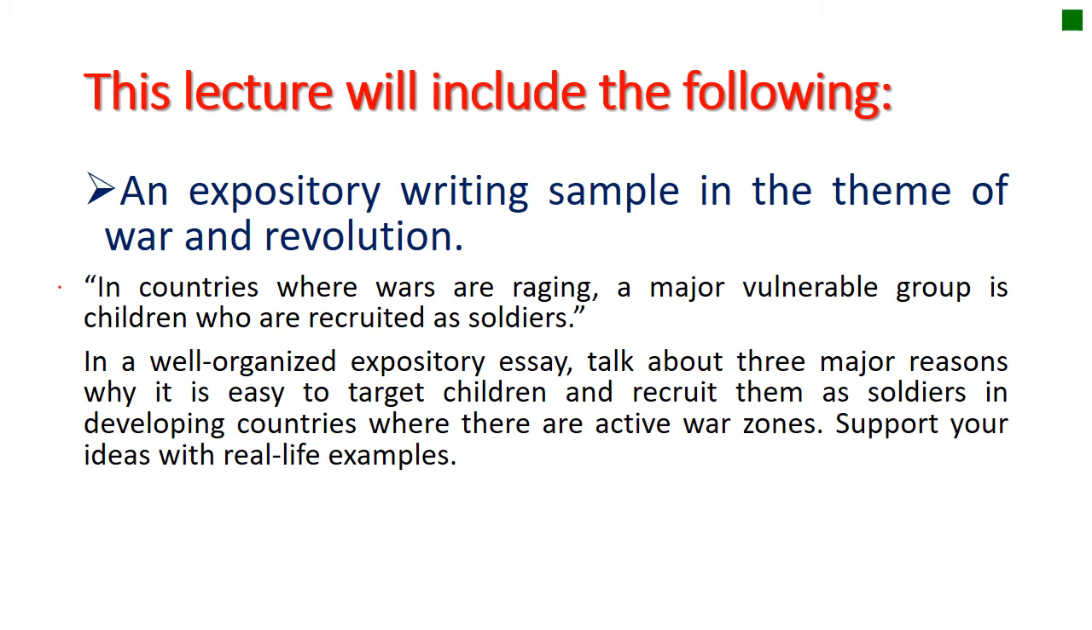In countries where wars are raging, a major vulnerable group is children who are recruited as soldiers. Vulnerable means weak. In a well-organized expository essay, talk about three major reasons why it is easy to target children and recruit them as soldiers in developing countries where there are active war zones. Support your ideas with real-life examples.